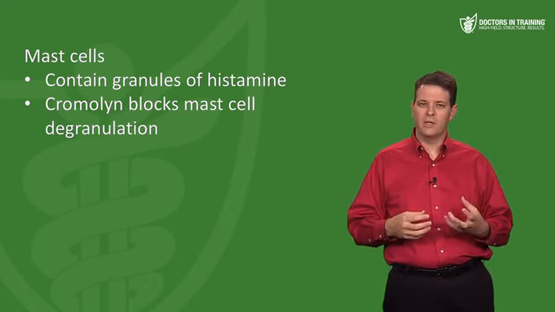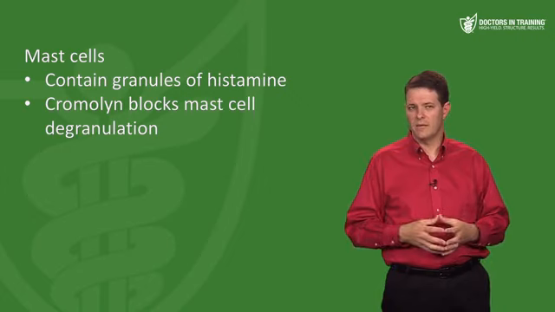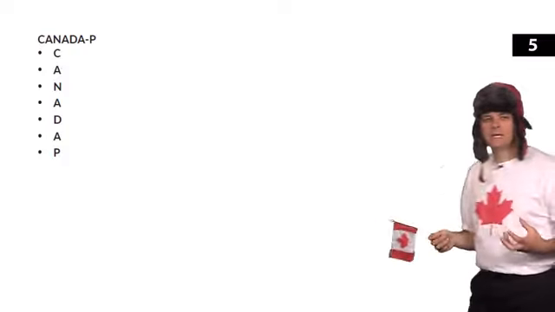But the problem with cromolyn is it has to be used 3 or 4 times a day. Now, the main thing you need to know about eosinophils is the differential for a patient with a high eosinophil count in the peripheral blood, which we call eosinophilia. Now, in your study guide, there's a mnemonic for the causes of eosinophilia, which is Canada P.